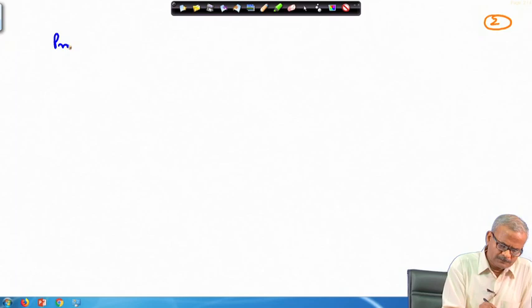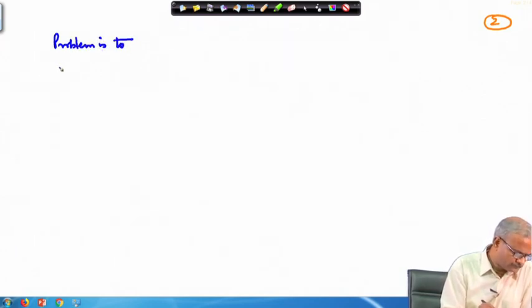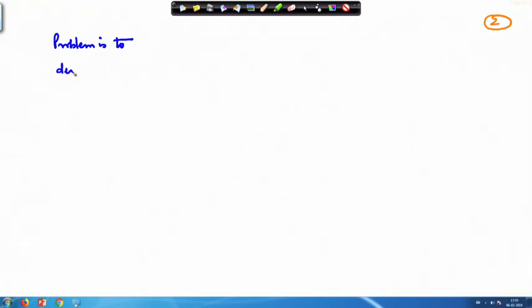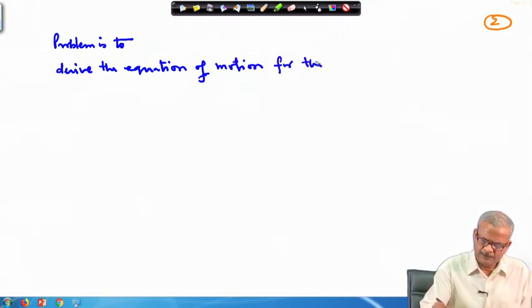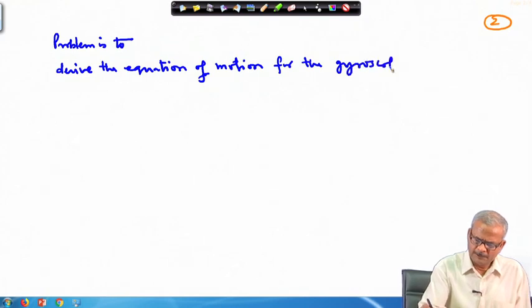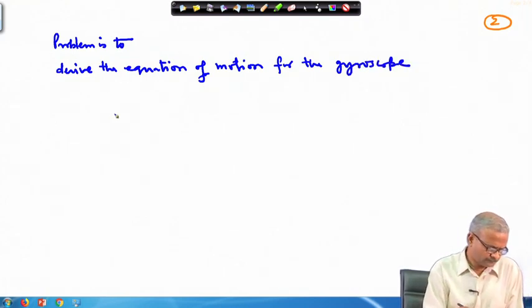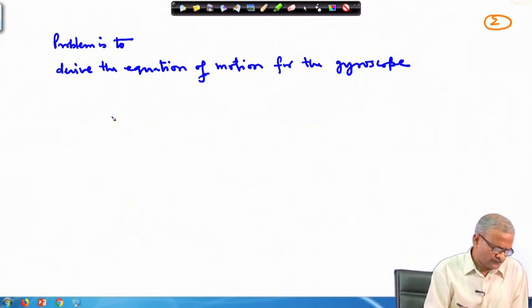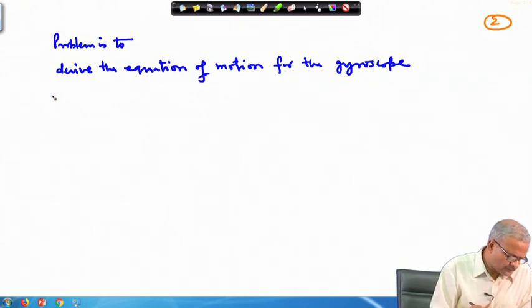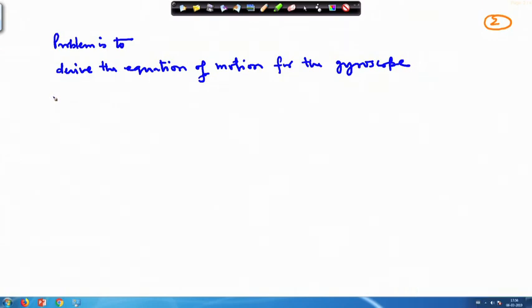So, the problem is to derive the equation of motion for the gyroscope. We state here the following problems.